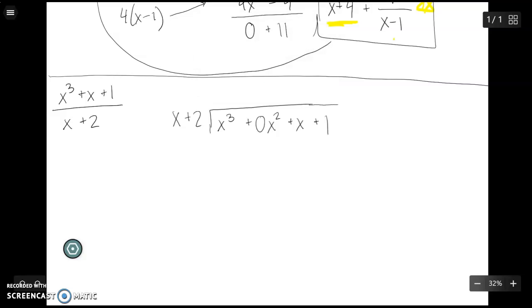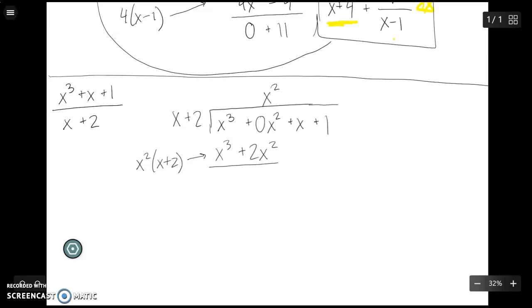So it's acting like a placeholder, and that's going to allow us to get a quotient that's actually accurate. And I'll show you why that's important in a second. So let's do our first step. I want to know, what do I multiply x plus 2 by to get x cubed? And that's going to be x squared. So I multiply x squared times x plus 2. Then I'm going to get x cubed plus 2x squared. So I put that.